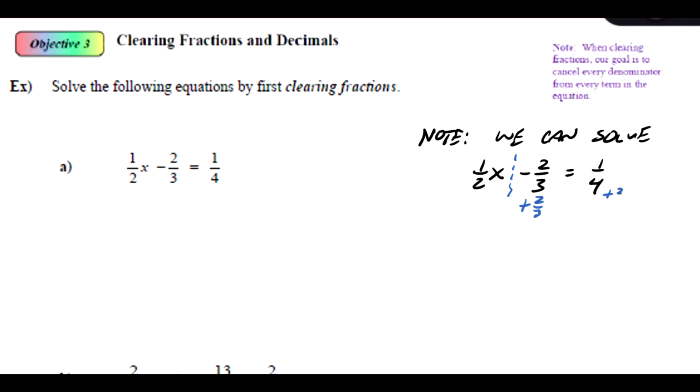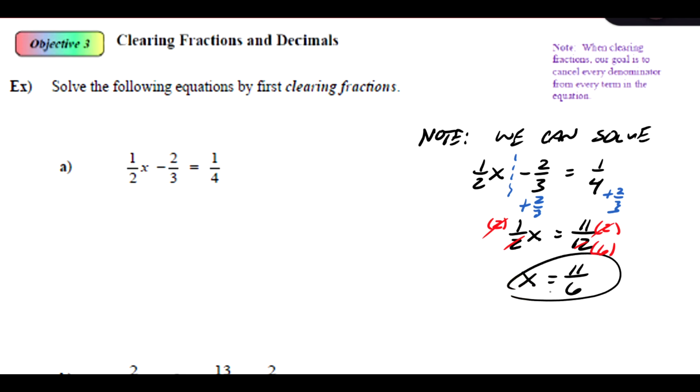That means I need to add 2/3 to both sides. The left side would be 1/2 x. And if we take 1/4 plus 2/3, we're going to get 11/12. And then to get x by itself, we just need to cancel this extra factor of 1/2. We'll just multiply by 2 to cancel. So multiplying both sides by 2, we'll get x on the left, and then 2 goes into 12 6 times. This would be 11/6. So if we could work with fractions, this is really a pretty basic problem to solve.